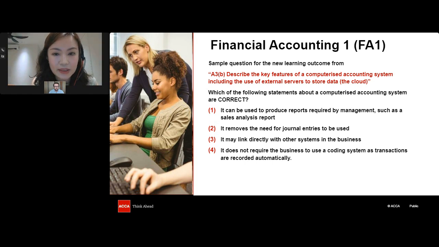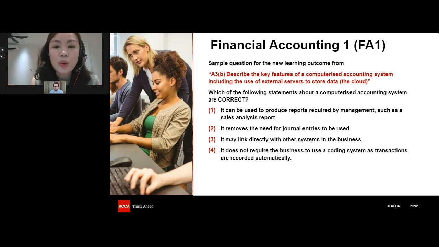Now, which of the following statements about a computerized accounting system are correct? Where you are given 4 different options right here, so there are 4 different statements where we will have to see which of the following are correct. Now, let's have a look at statement number 1. It can be used to produce the reports required by management, such as a sales analysis report. And number 2, it removed the need for the journal entries to be used. And third one, it may link directly with other systems in the business. And what about number 4? It does not require the business to use a coding system as transactions are recorded automatically.